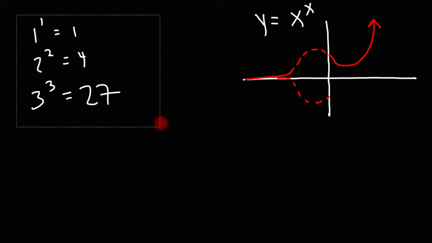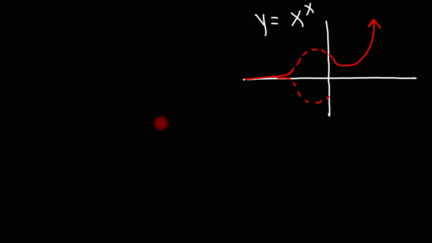Now, the situation is not the same when plugging in a negative number. For instance, if you have your calculator with you, try plugging in negative 0.1 raised to the negative 0.1 power. Negative 0.1 raised to the negative 0.1 will give you an error. The question is why? Why do we get an error when we plug this in?